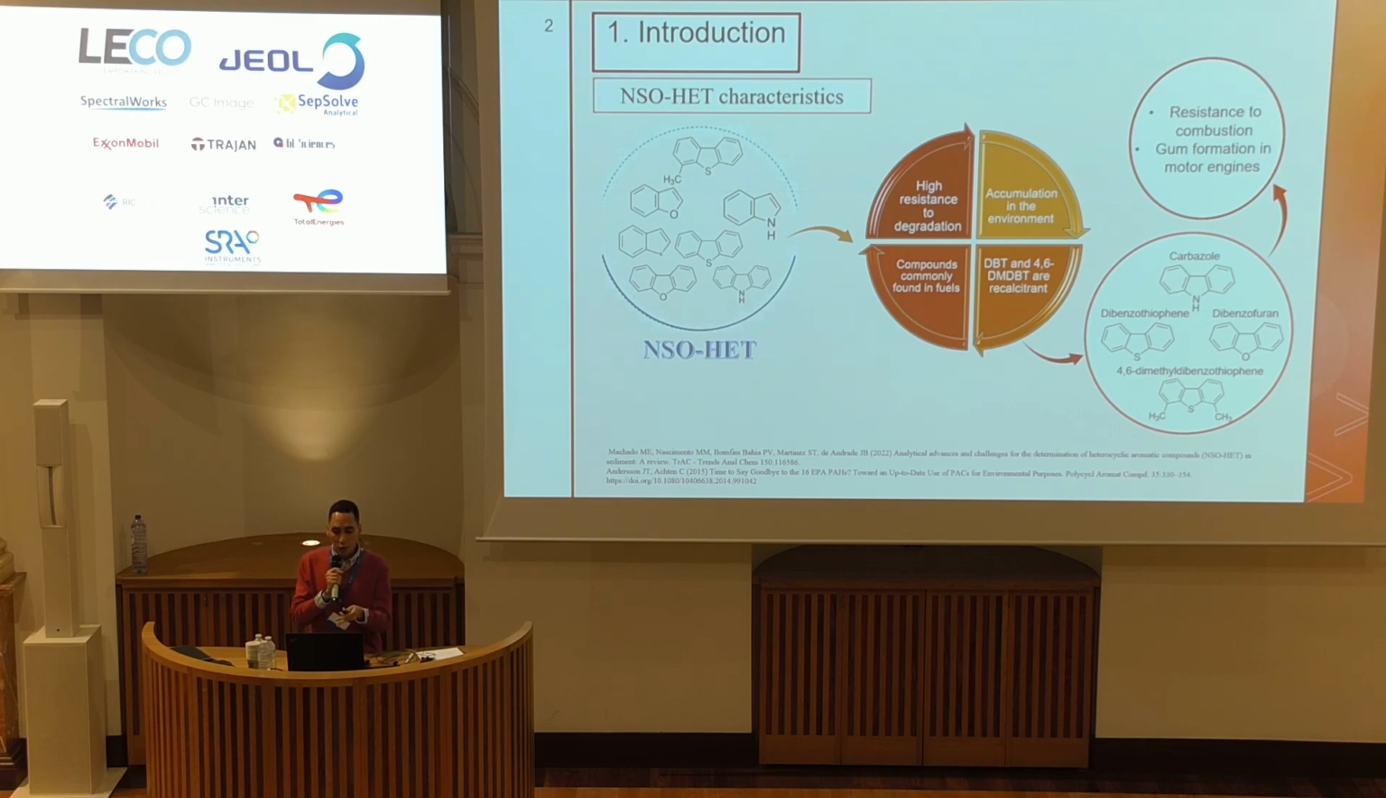For the sulfur compounds, we have the DBT and the 4 and 6 DMDBT. They are considered recalcitrant, so these compounds offer a resistance to degradation. And as representatives of the oxygen and nitrogen compounds, we have the carbazole and the dibenzofuran, and these compounds can provide the formation of gum in the motor engines.